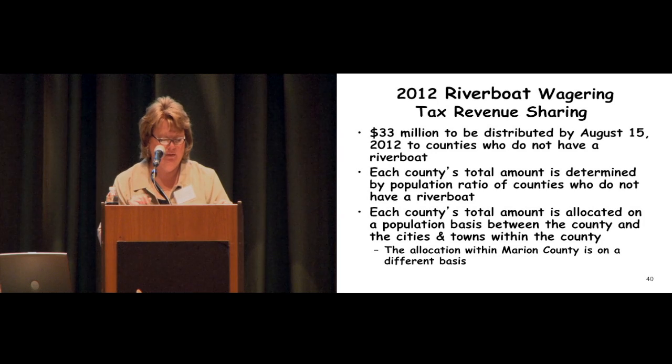Riverboat revenue sharing: that $33 million is to be distributed by August 15th, 2012 to the counties who do not have a riverboat. Each county's total amount is determined by population ratio of the counties who do not have a riverboat. The new census from 2010 will be used to calculate those. Each county's total amount is allocated on a population basis between the county, the city, and the town within the county. Except Marion County, you're special and yours is done on a different basis.